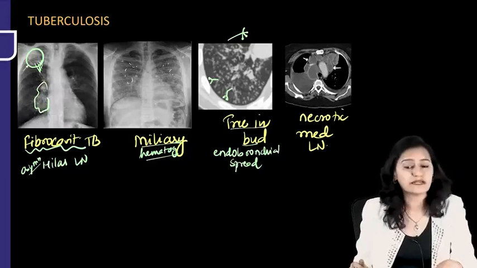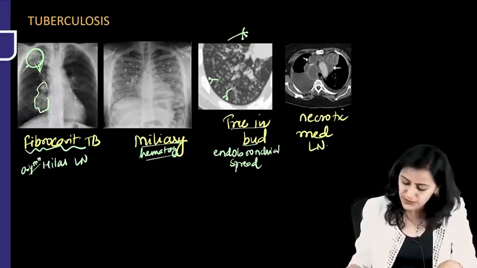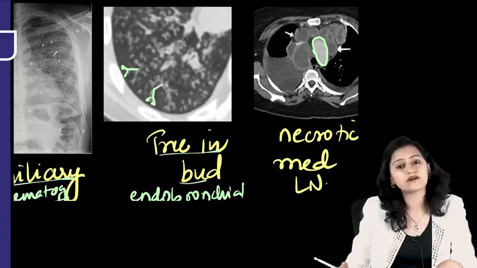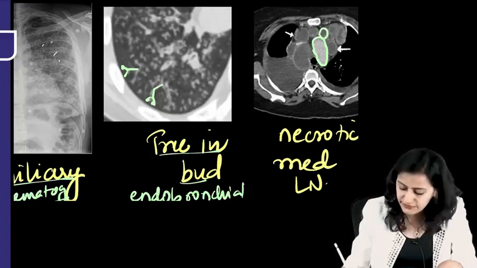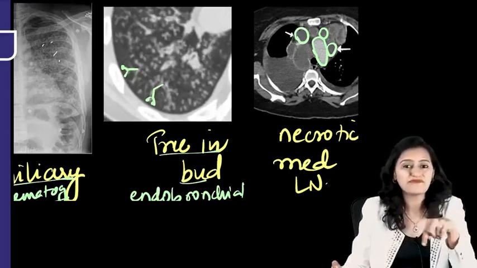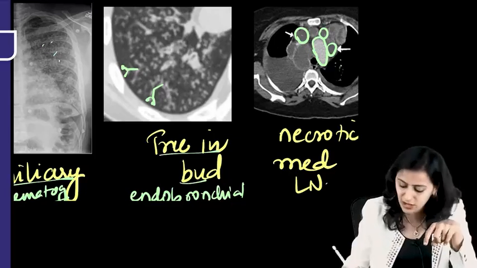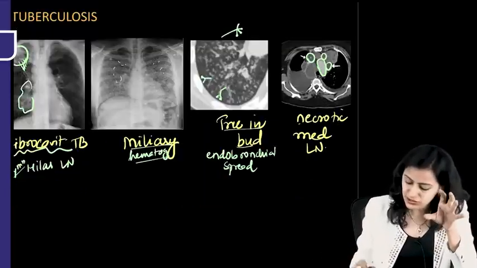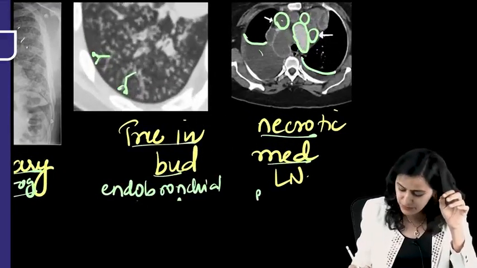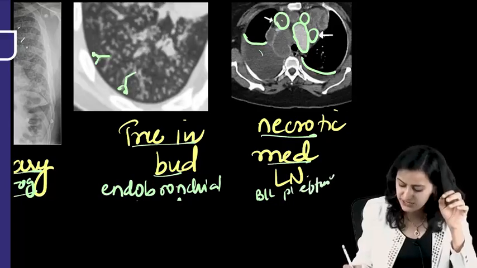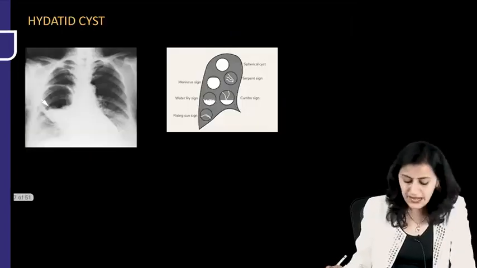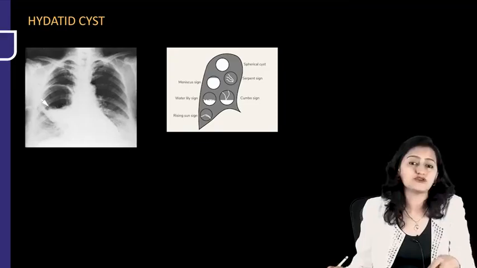Next, TB we know causes necrosis, caseous necrosis. So what do we see here is, this is the aorta. This is a contrast CT with the aorta containing contrast. The surrounding ones are the lymph nodes. What pattern of enhancement are we seeing with lymph nodes? Not complete, but peripheral enhancement, ring enhancement, because in the center they are necrotic. So these are necrotic mediastinal lymph nodes, and we also see this bilateral pleural effusion, right? Exudative pleural effusion is what infections cause. So necrotic mediastinal lymphadenopathy.